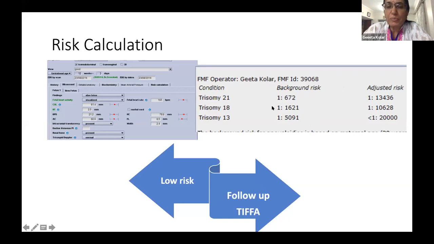The risk of trisomy 18 and 13 also has become so less because there are no major structural abnormalities. That means the risk for trisomy 13 is less than 20,000 because you have no holoprosencephaly, you have no exomphalos. So both these risks have come down. There's no megacystis. So naturally, this risk has come down. So when the mother is low risk, what do we advise her? She needs to come only for a follow-up scan for anomalies, that means between 19 to 24 weeks.